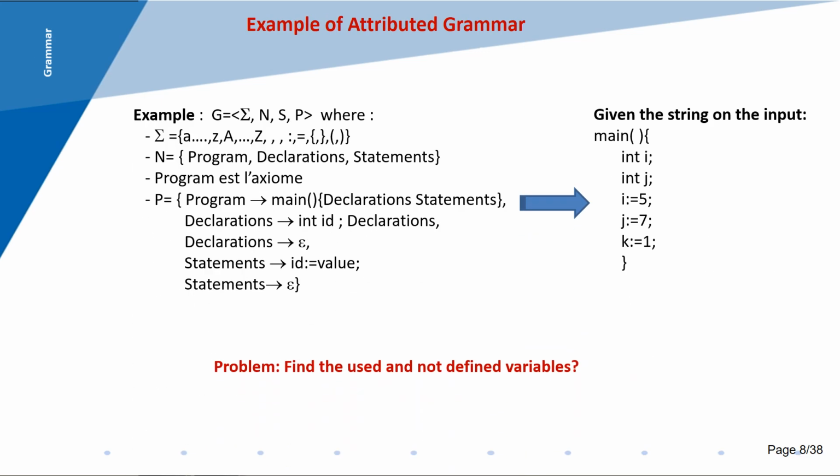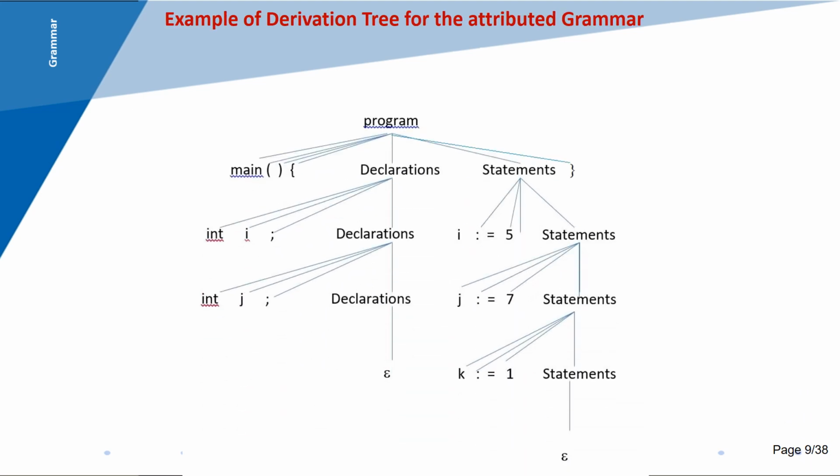For example, given the following grammar for a given programming language, a program is composed of a main followed by declarations and statements. Each declaration defines an integer variable, and we can have several declarations. Each statement defines a value assigned to an integer. Based on these productions, we can generate the following program. The problem is how to find the used and not defined variables. By applying the grammar productions on the program, we obtain the following derivation tree.